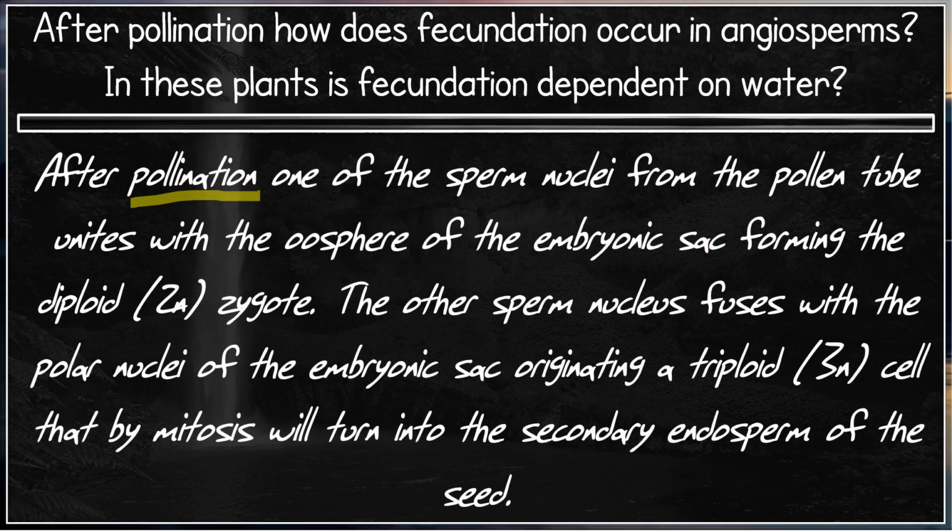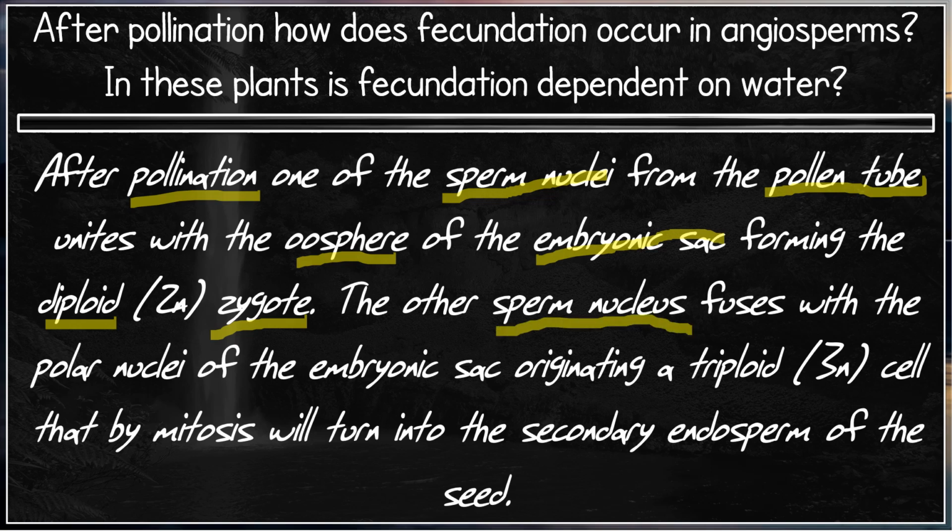After pollination, one sperm nucleus from the pollen tube unites with the oosphere of the embryo sac, forming a diploid, which is a zygote. The other sperm nucleus fuses with the polar nuclei of the embryo sac, originating a triploid cell that by mitosis will turn into the secondary endosperm of the seed.